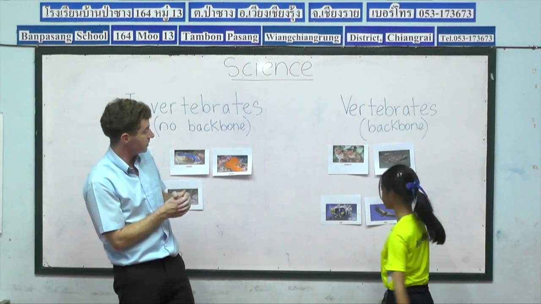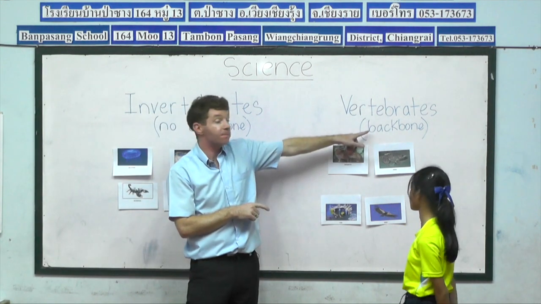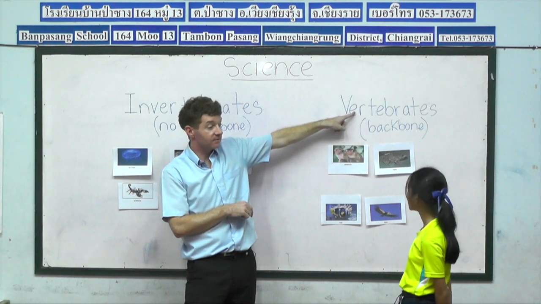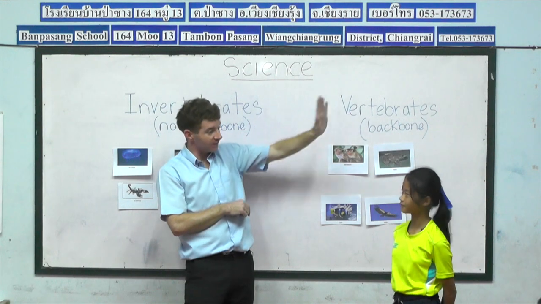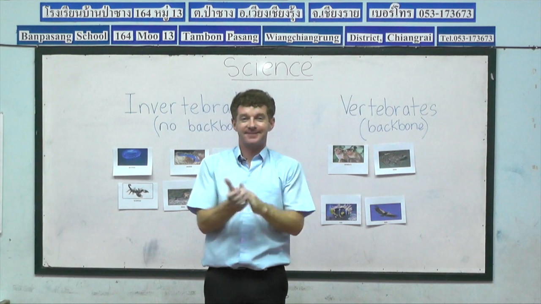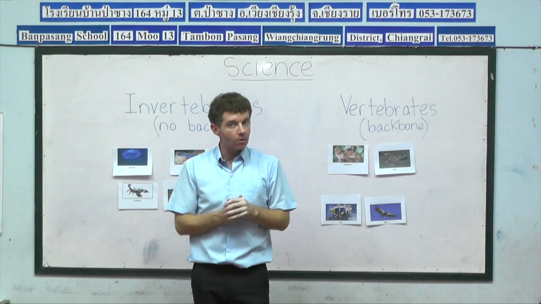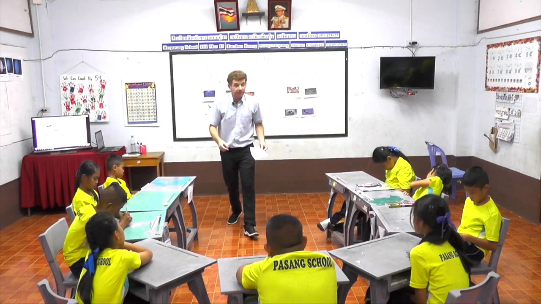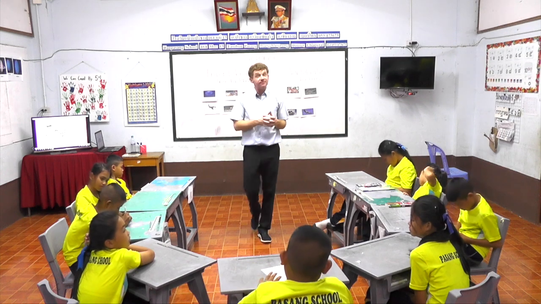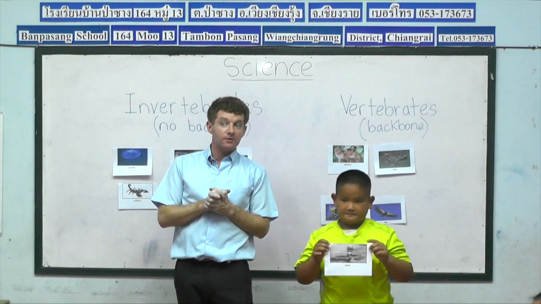Excellent, Dan. That's very good. So we can say fish. Backbones. So they are vertebrates. Vertebrates. Well done. Excellent, Dan. Big round of applause. And now time for one more, our final student. That will be Net. So Net, can you bring your animal forward, please? Let's see what animal Net has on his flashcard.